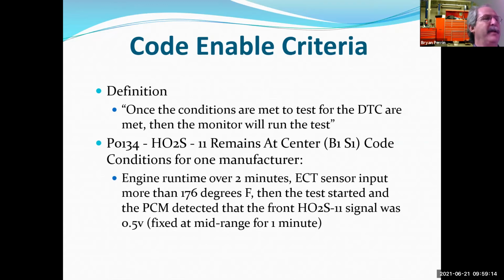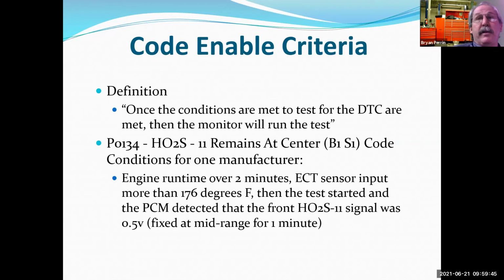This code enable criteria a lot of times tells me not only which tools I need to diagnose it, but how much time I need to spend diagnosing it. What if I hook up to the car and the oxygen sensor looks normal? All right, well, we know this thing is dropping out, and we know it's dropping out warm. So maybe I need to go park the car and let it run for 20 minutes and then come back and test the O2 sensor. Maybe it drops out after it's been running a while.